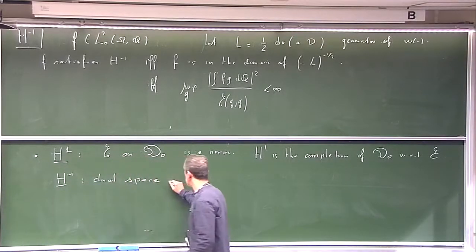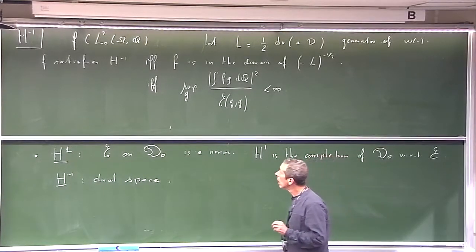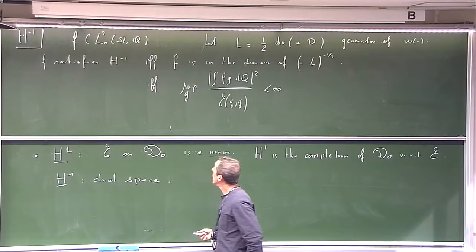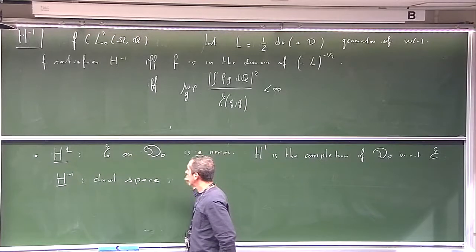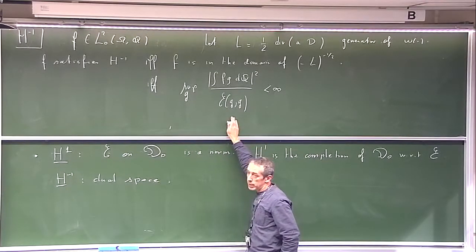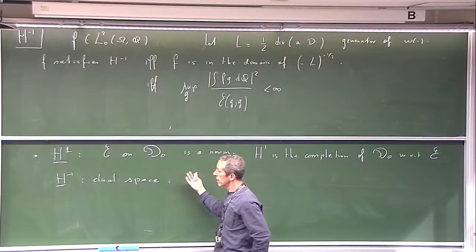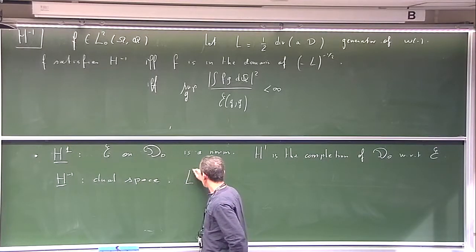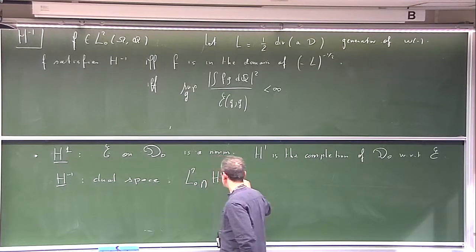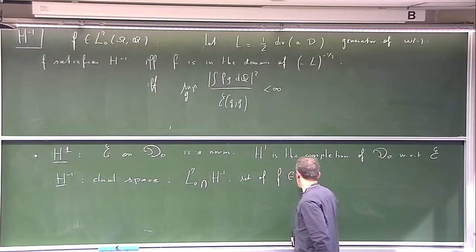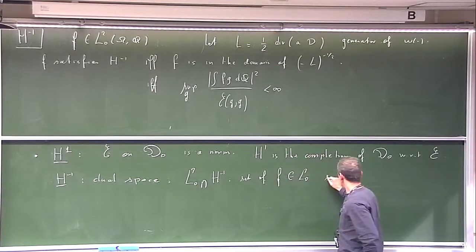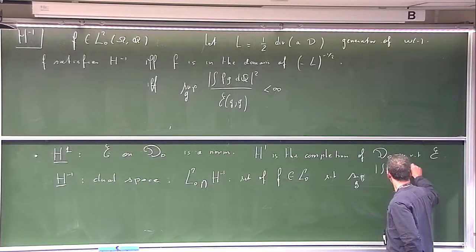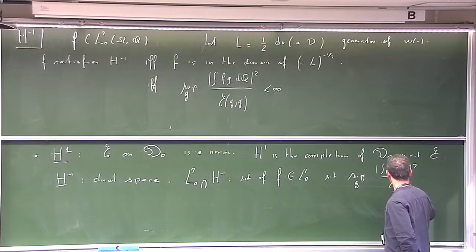A function which is in L2,0 is going to be in H minus 1, or you can identify functions in L2,0 with elements of H minus 1, if and only if this is finite. So I can see functions satisfying this condition as a subspace of H minus 1. I will call that subspace the intersection of L2,0 with H minus 1, with an abuse of notation. This will be the set of functions f in L2,0 such that the sup over g of the integral of f g dq squared, divided by E of g, is finite.